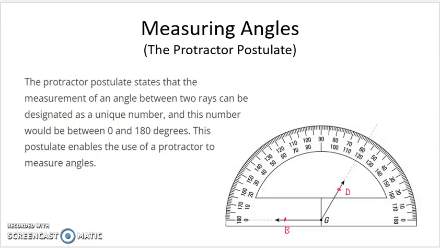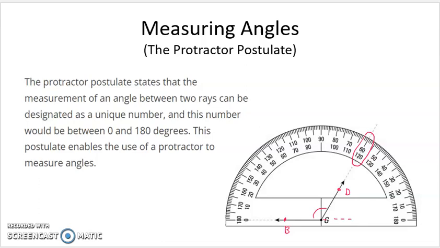Line the vertex up with the center of the protractor. Line one ray of the angle up with the horizontal line between 0 and 180 degrees. And we see the ray GD lines up with this measure right here. For this angle, BGD, it is 120 degrees.